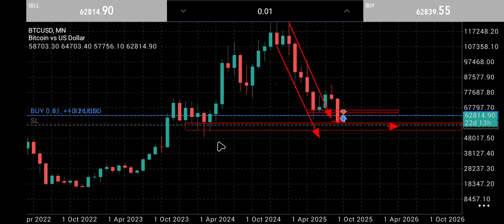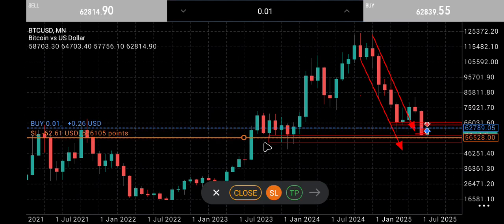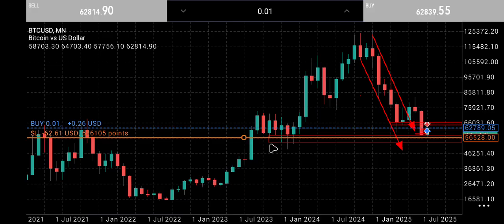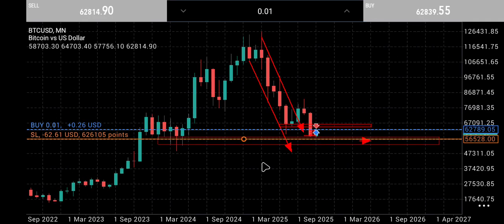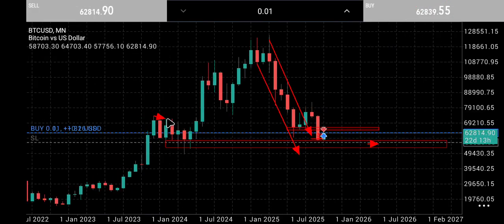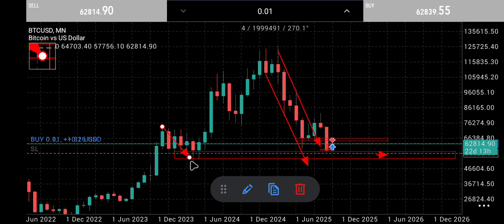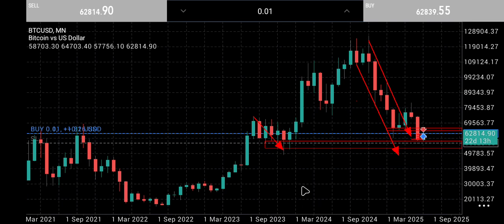So you can see that this support level is giving me the reason to execute this trade, because the price got here, guys. The price got here, then it was rejected. It was rejected, right?